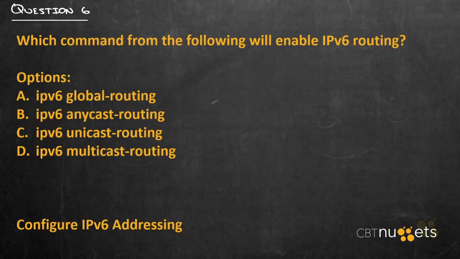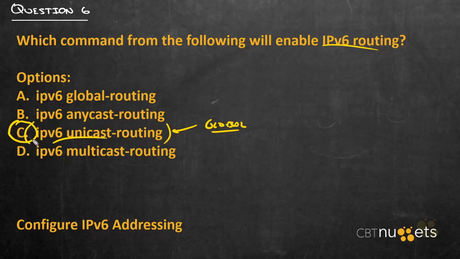And last question, question 6. Which command from the following will enable IPv6 routing? Well, you can feel the C theme in this review nugget. ipv6 unicast-routing from global configuration mode will turn on IPv6 routing. Your router will work for IPv6, as in you can assign it IP addresses, you can do all the IPv6 configuration. However, it won't actually route traffic until you enable this one massive command.